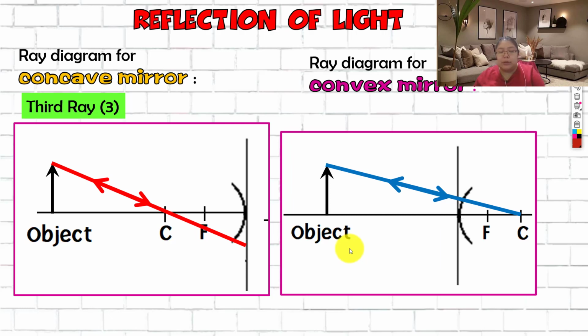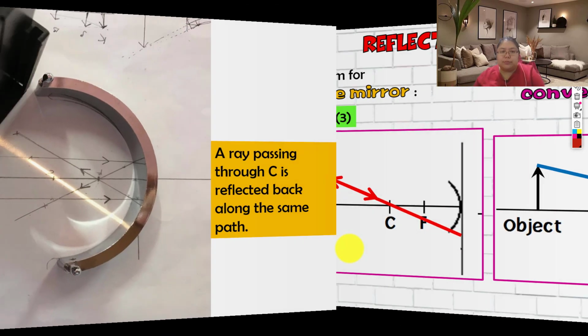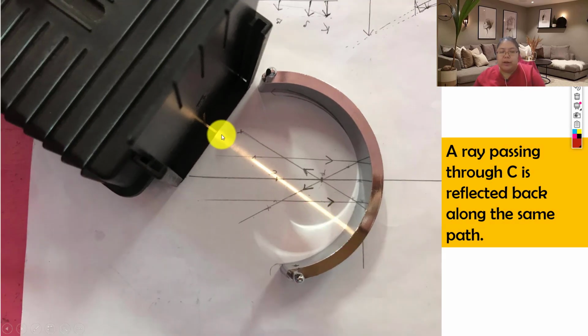Okay, let's see an example. This one is a ray from the ray box. From the C it hits the concave mirror, and you can find it's just one line. They don't have any refraction line. So from here we can say the ray passing through the C is refracted back along the same path. So this one is the third ray. So now we have learned about the first, second, and third ray. Now we need to combine.